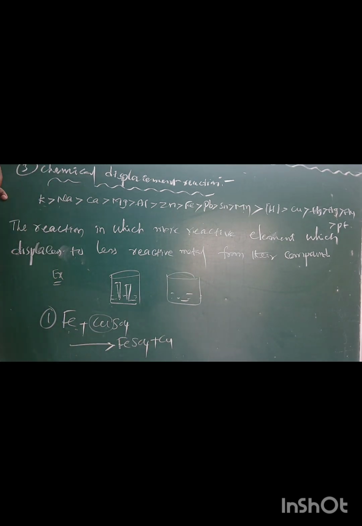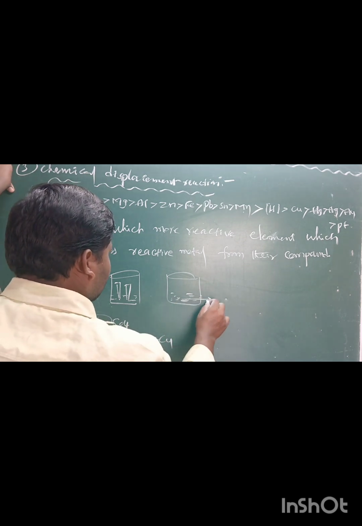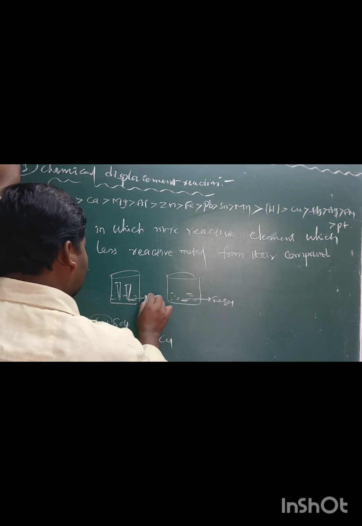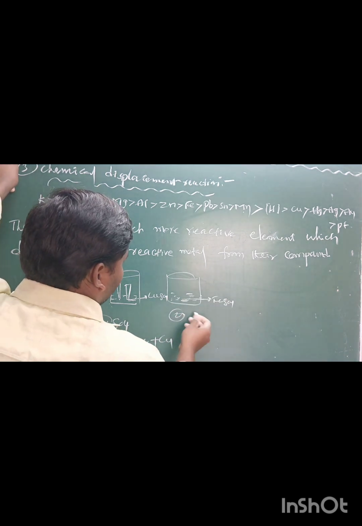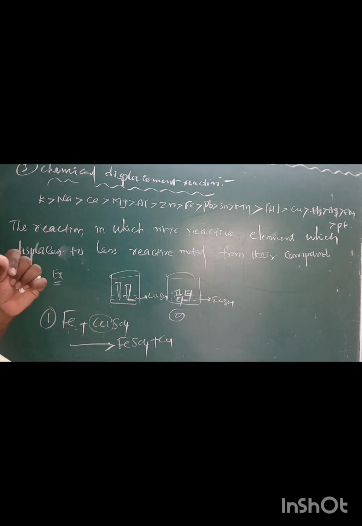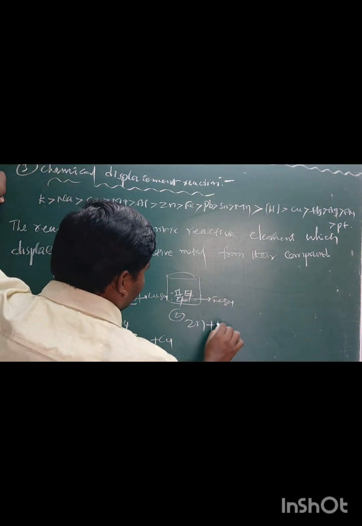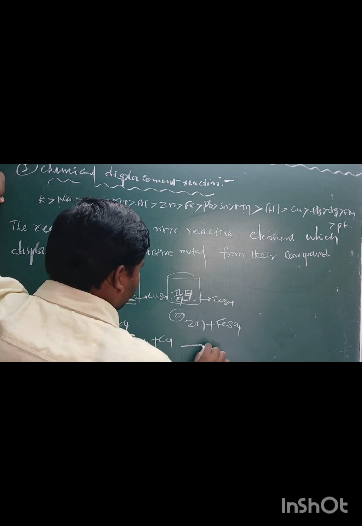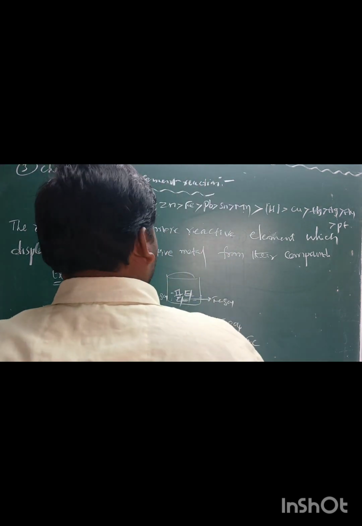To take one more example here. Now I am taking ferrous sulfate. Second example: when 2-3 pieces of zinc granules are added to the ferrous sulfate, it forms ZnSO4 plus Fe. The zinc is more reactive than the iron. So take one more example.